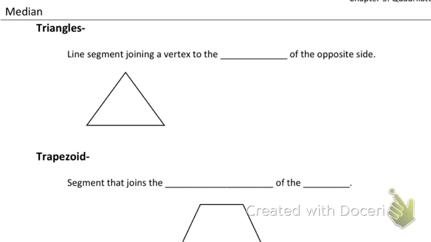All right, medians. What does a median mean in a triangle? What's a triangle median? What's a median in a triangle? We talked about it the last 3 days. Yeah. It's a line that goes from a vertex to a midpoint. To the midpoint, right? From a vertex to a midpoint. That's what we have. A line segment joining a vertex to the midpoint on the opposite side.